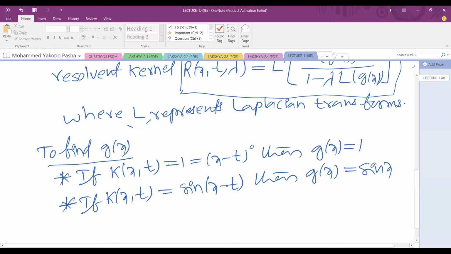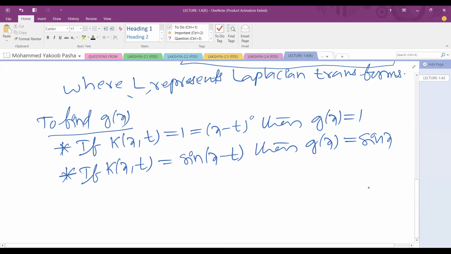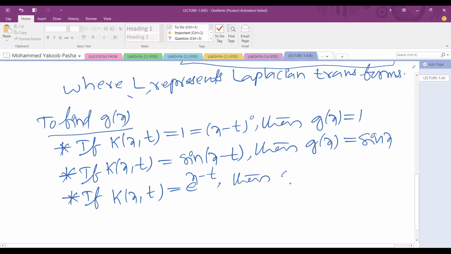Okay, we can open this by using the sin of a minus b formula, and we can take the x term, that is the first term, that is sin x. That is the g of x. If k of x comma t is in the form of e to the power of x minus t, in this case g of x is e to the power of x.